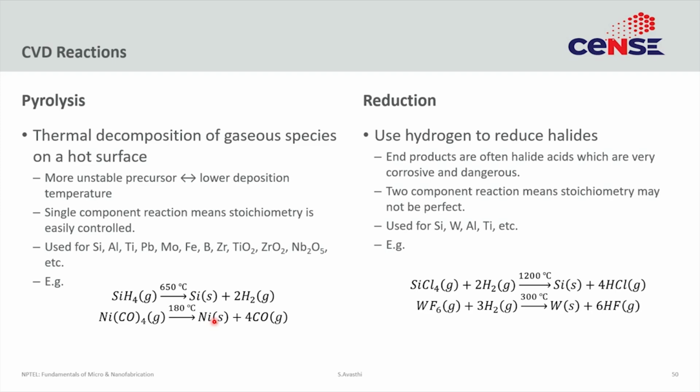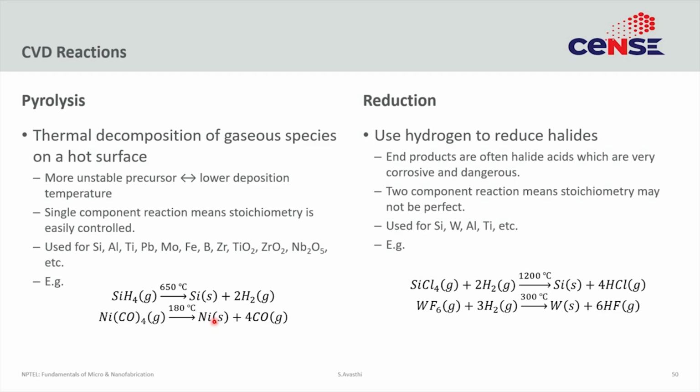Pyrolysis, if you can find a precursor that can pyrolyze directly into a material without you needing to mix two components, is a huge advantage. A single component reaction means you do not have to worry about stoichiometry, and that is always good. Often pyrolysis is used for elements such as silicon, aluminum, titanium, lead, molybdenum, etc. And also in some cases for oxides, for example, you can get pyrolysis based precursors for titanium dioxide, zirconium oxide, niobium oxide. Those of you who are familiar may read up about alkoxides. The general class of alkoxides can pyrolyze to oxides.